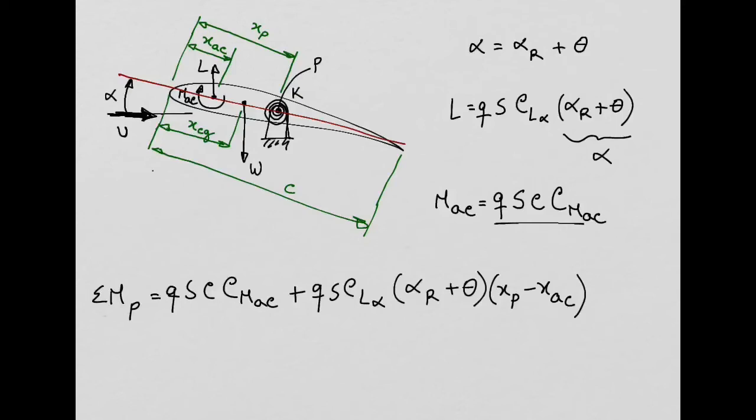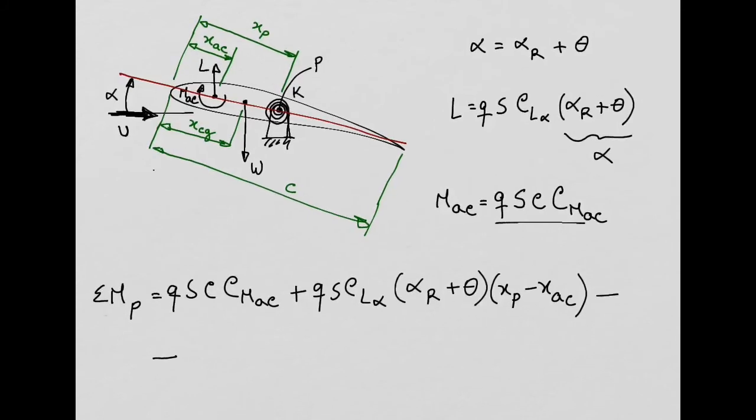The next term we need to consider is the contribution of the weight, which is at the center of gravity. So that weight is going to be nose down, so negative. So minus, I will continue here below, minus. And the weight is the force, W, and I need to multiply by this distance here from here to here, which is XP minus XCG, right? XP minus XCG.